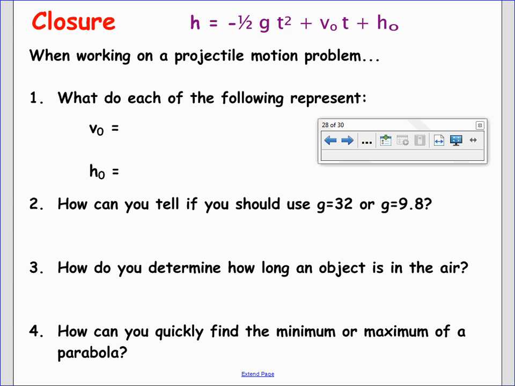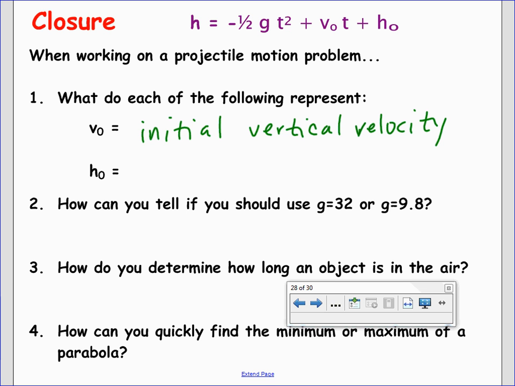Awesome. So in my projectile motion equation, V sub 0 stands for the initial vertical velocity. What does H sub 0 stand for? Hannah? Good, the initial height above ground. Thank you. Initial height above ground when the problem starts.